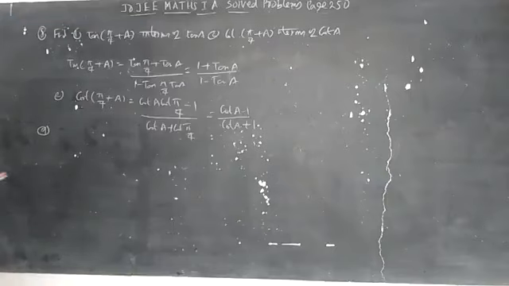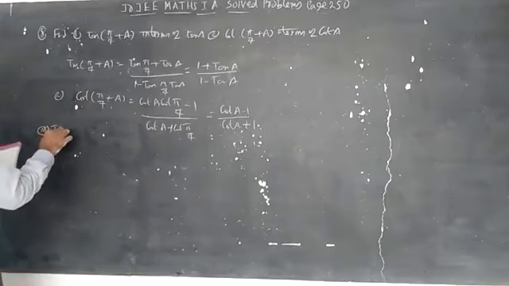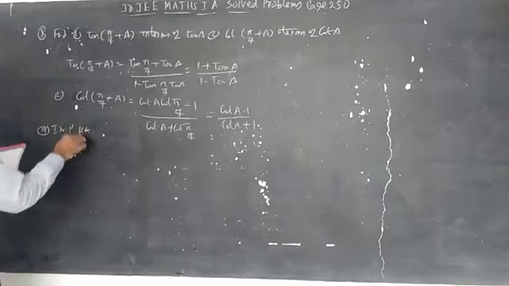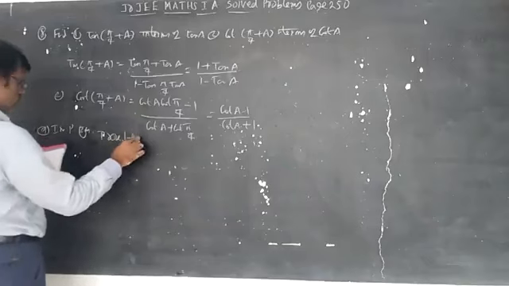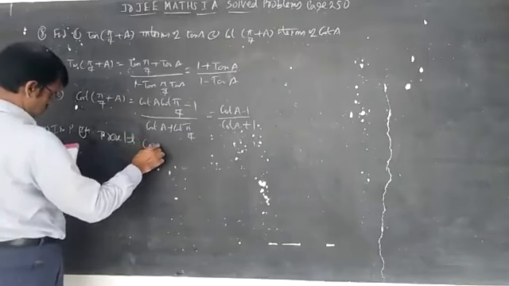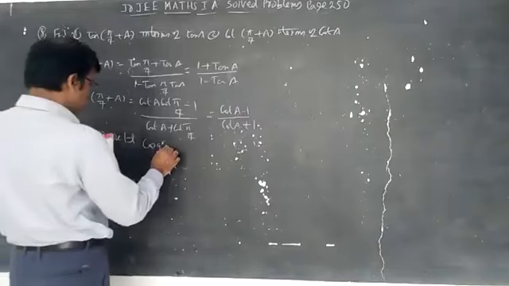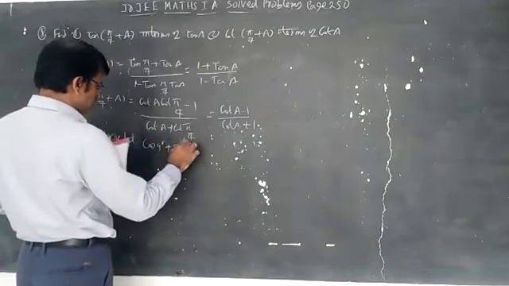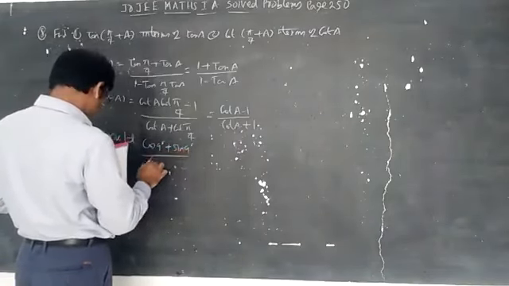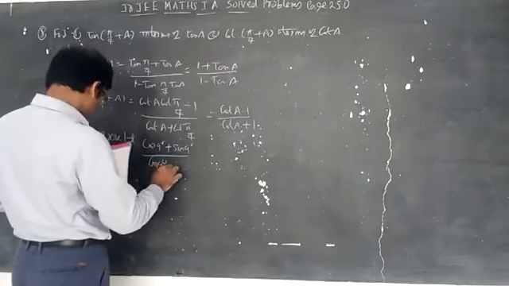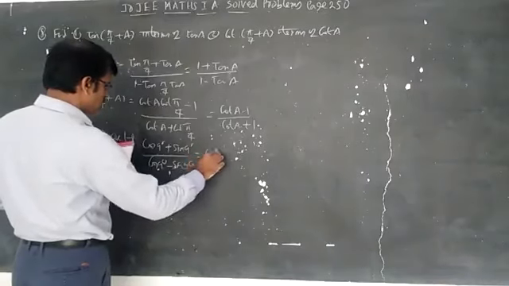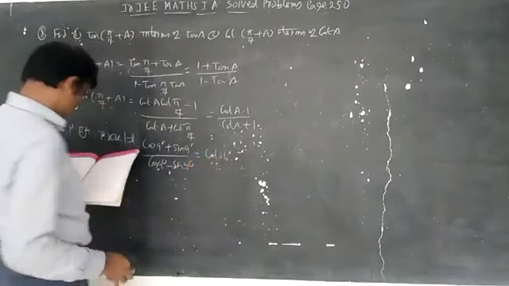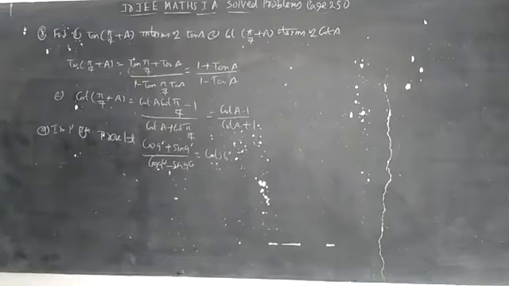Now let us discuss the 9th question. Prove that this is a most important 2 marks question, and in objective also the question is there. Prove that cos 9 degrees plus sin 9 degrees by cos 9 degrees minus sin 9 degrees is equal to cot 36 degrees.